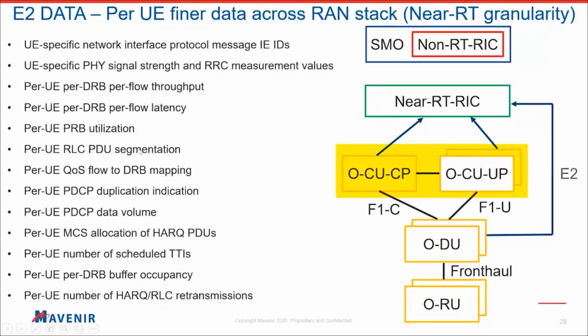Now look at the kind of data that is sent over E2. These are more UE level data, which are measurements across the RAN protocol stack, across the PDCP, RLC, MAC, upper layers. These are sent at near real-time granularities, like every tenths of milliseconds. More fine-grained data, user level data across the RAN protocol stack. This is what is sent over E2.